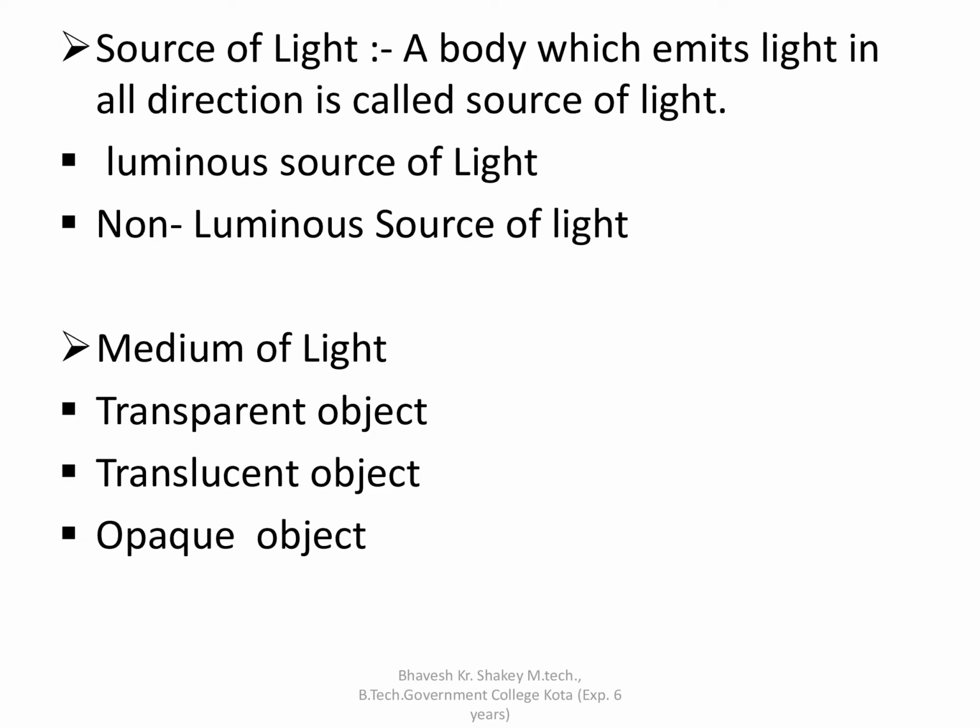Now move to the last one. Last one is the opaque object. Now what happens in an opaque object? These are the objects or bodies which do not allow the light to pass through. It means the light will not pass through the opaque objects. The examples of opaque objects are chair, desk, etc. Now we will move to the next slide.